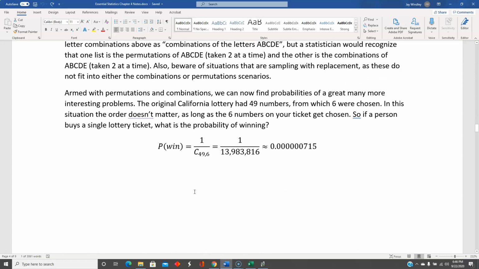So an example of how you would use combinations in a probability problem: the original California lottery had 49 numbers, from which 6 were chosen. And I don't care what order they choose the numbers in, as long as my 6 numbers get chosen. So the probability of winning with one ticket is, the denominator is how many different ways you can choose 6 numbers from the 49 numbers. So the denominator is just 49 choose 6.